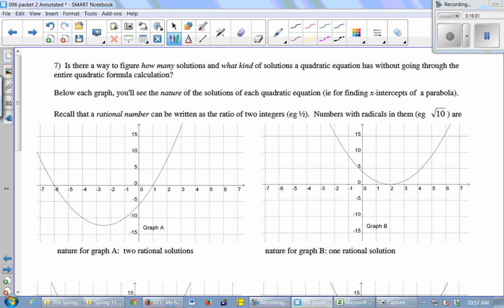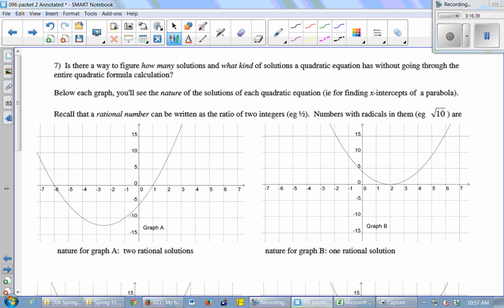Is there a way to figure out how many solutions and what kind of solutions a quadratic equation has without going through the entire quadratic formula? We just did the entire quadratic formula and found 2 complex solutions, right? But what if we didn't have to do the whole thing? So below each graph, you're going to see the nature of the solutions of each quadratic equation, finding the x-intercepts. And just remember that a rational number can be written as the ratio of 2 integers. So a rational number means fraction. You can write it as a fraction.